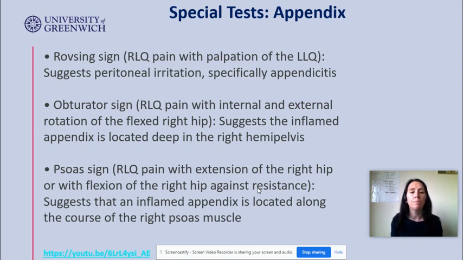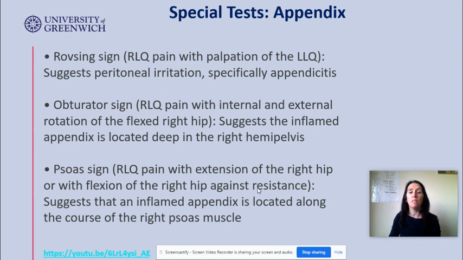The obturator sign, so what you need to do with this, and the psoas sign, you maneuver the legs. We'll show you this in the videos and in class. You maneuver the legs. That is going to irritate the appendix as well. So that's a positive sign. You'll feel that pain over the right side, so over the site of the appendix.